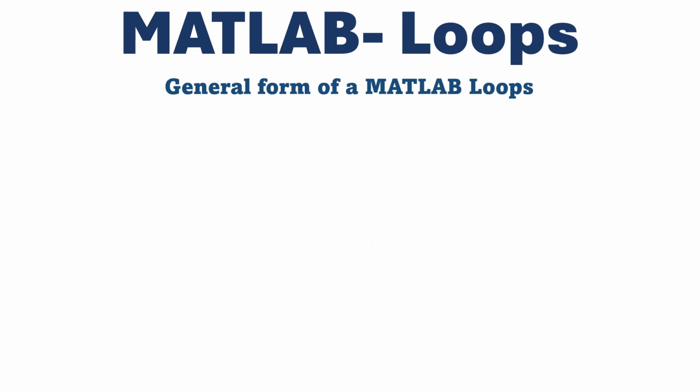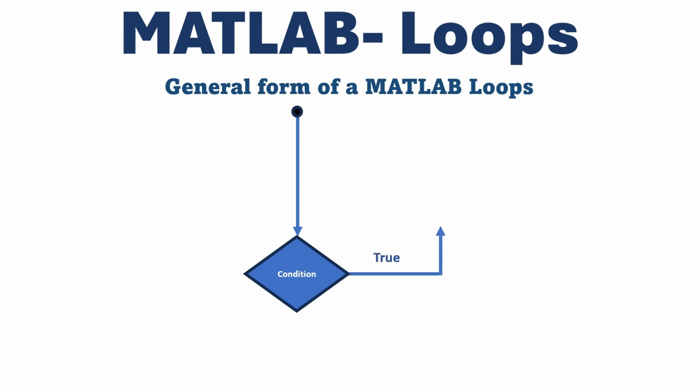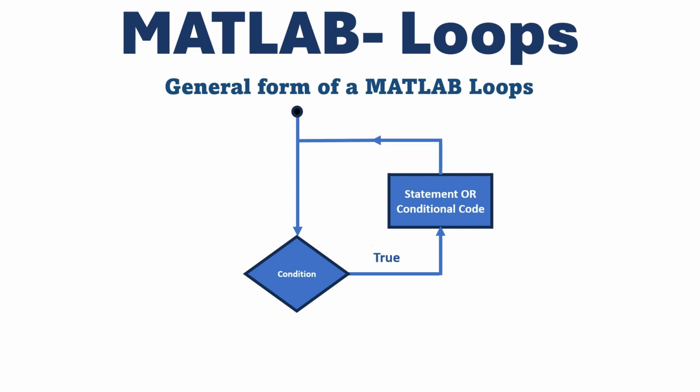Now your code is executing and it has reached a specific condition. Now it checks for the condition, and once the condition is true, then it executes the statement or the conditional code which is written just on the next line after this condition. And again it checks for the condition, and if again the condition is true, the loop continuously runs. But as soon as the condition reaches the end value of the index or is false, then it exits the loop. And this is how generally MATLAB loops work.